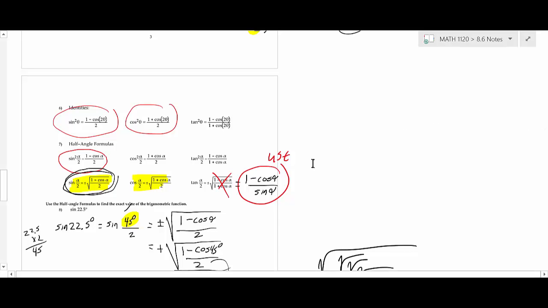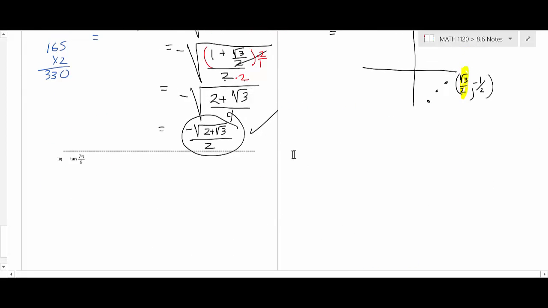Okay, so let's work with that identity on this problem. So I'm going to write that off at the side. We have tangent of alpha over 2 is equal to 1 minus cosine of alpha all over sine of alpha. Okay?